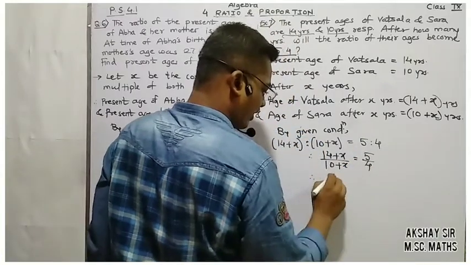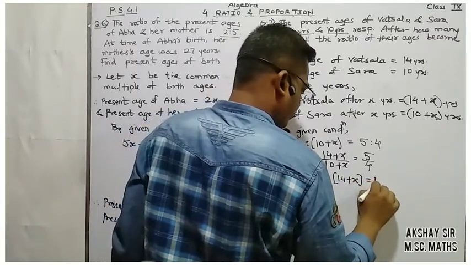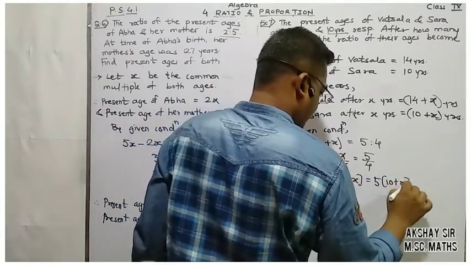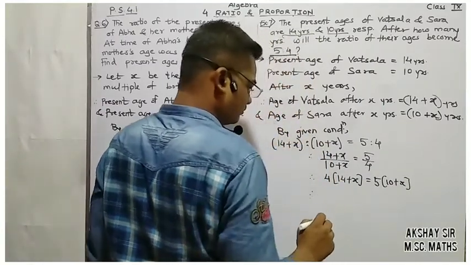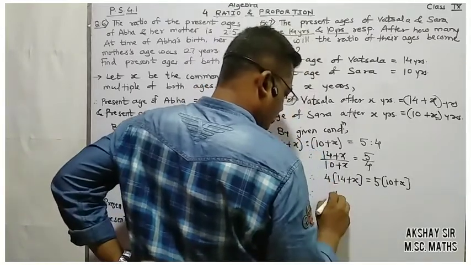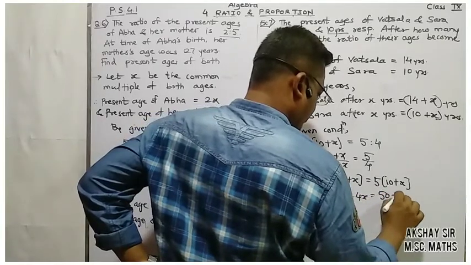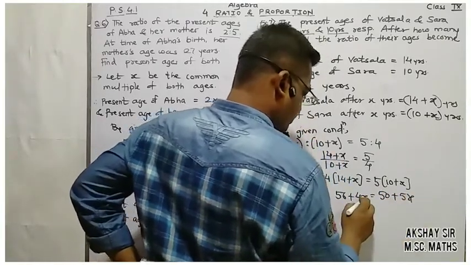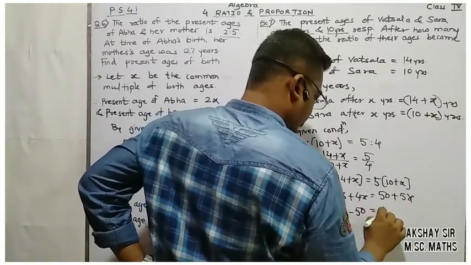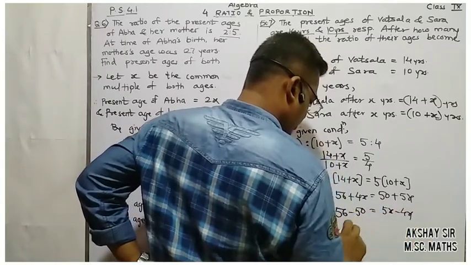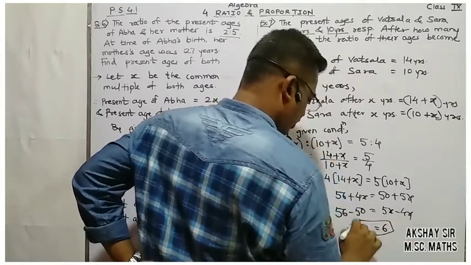Taking the cross multiplication and finding the value of x, we'll get 4 into 14 plus x equals 5 into 10 plus x. So therefore 14 4s are 56 plus 4x equals 5 times 10 plus 5x. Let us shift 4x there. So 56 minus 50 equals 5x minus 4x. So you get 5x minus 4x is x and 56 minus 50 is only 6. So we got the value of x as 6.